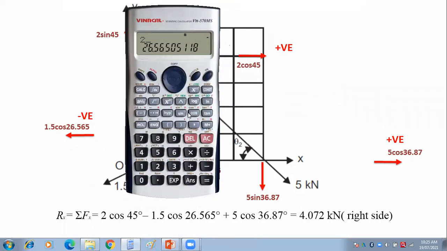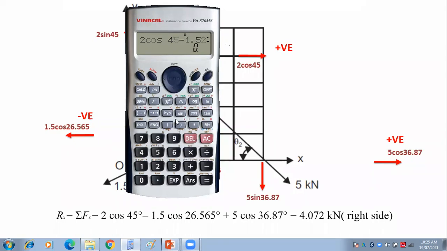2 cos 45 is positive force, minus 1.5 cos 26.56 is negative force, and minus 5 cos 36.87. This is also positive force. Something went wrong. Now let us check it out. This cos term is missing over here.